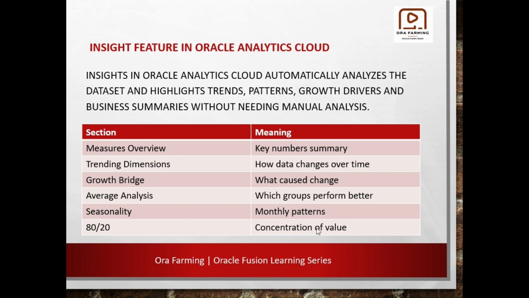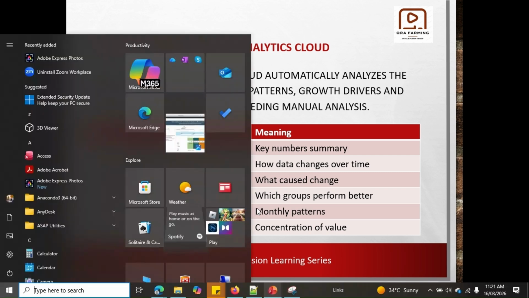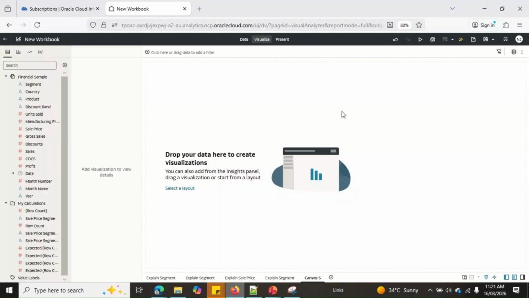If you see the explain feature, it explains a specific column and tells us how this column is connected with the other attributes or measures. But instead of explain, the insight feature will analyze the entire data set. Now let's go to the instance and see how the insights generate the observation automatically. So I am in my Oracle Analytics instance.